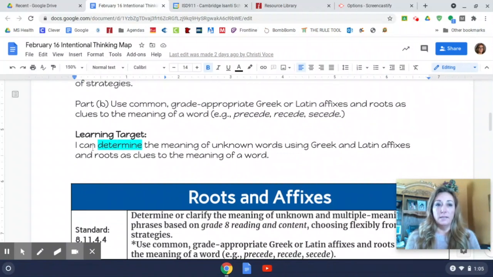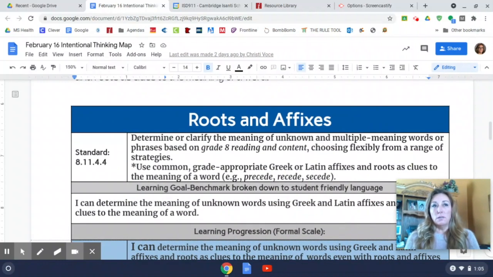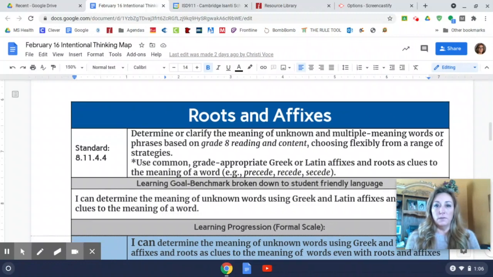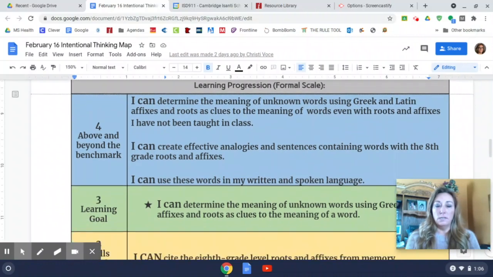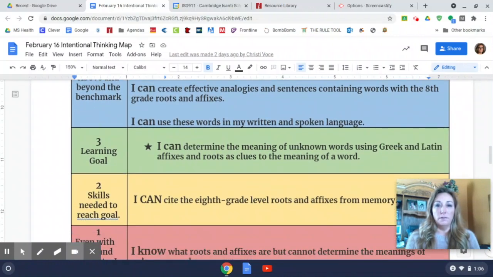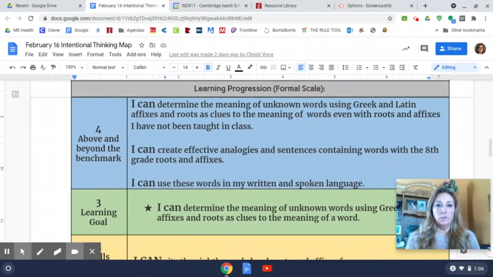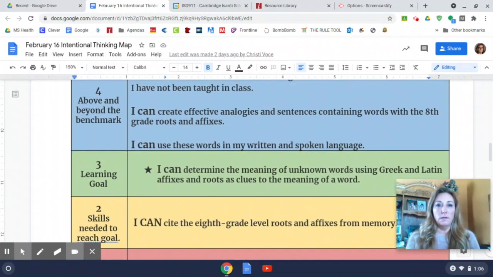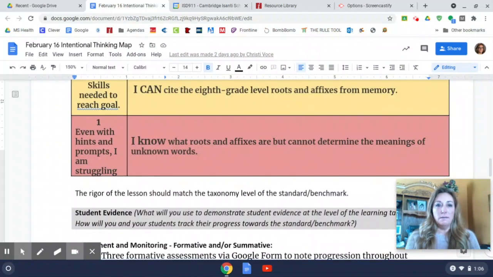But in this lesson, the learning target was "I can determine the meaning of unknown words." There's a spot in the intentional thinking map where it shows the scale and you have to put in your 2, 3, and 4. This teacher took the learning scales that we created a few years ago and dropped that whole learning scale in over the top of that other learning scale, and that works beautifully. She marked her 2, 3, and 4 with her gold star.